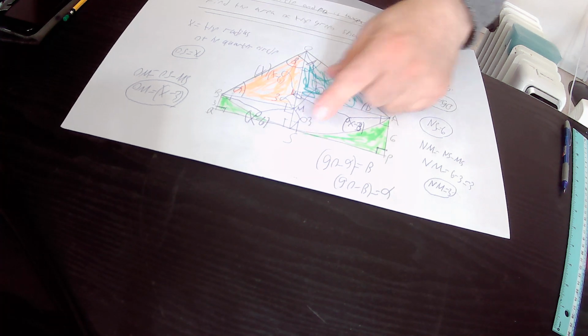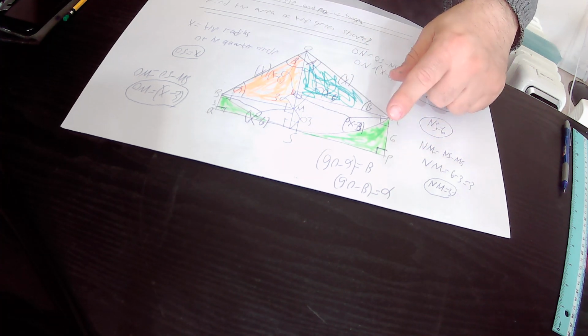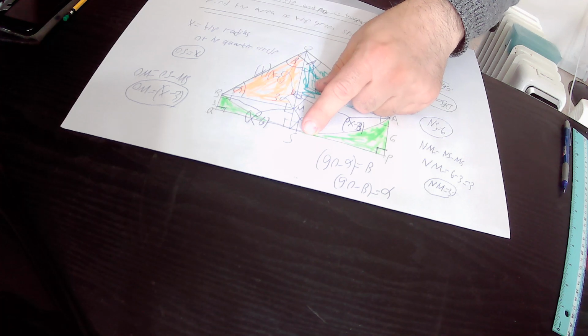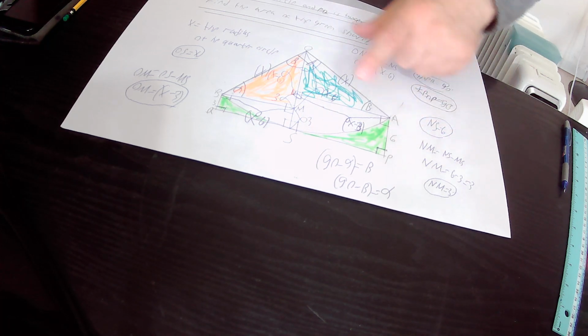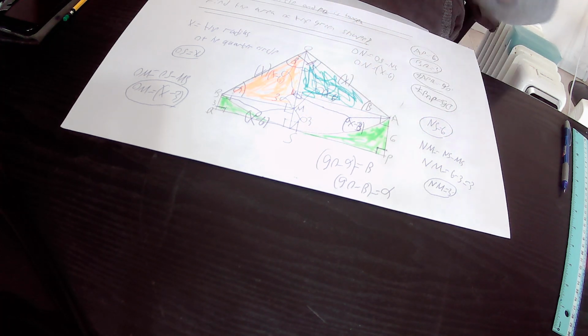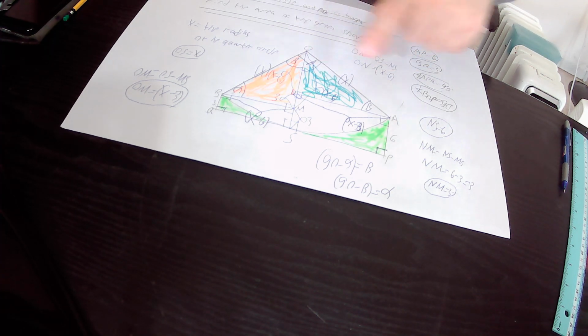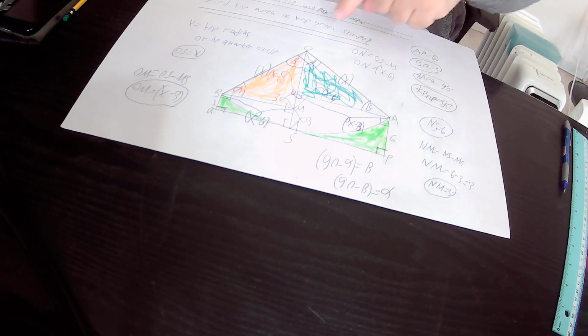And if NS is parallel to AP, then OS must also be parallel to AP, because if a part of a straight line is parallel to another straight line, then the straight line itself must also be parallel to the other straight line. Therefore OS must be parallel to AP.